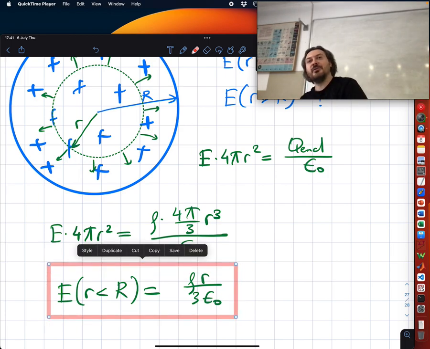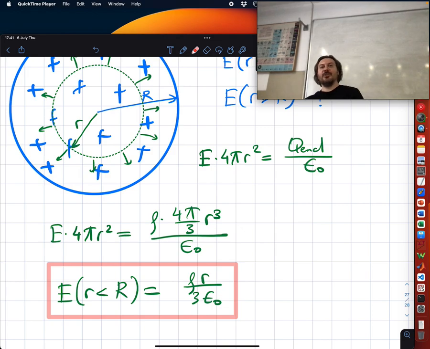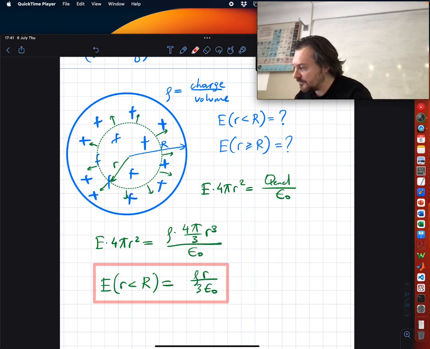You see, we have lost pi. It went away with r squared. Okay? Any questions? How about outside? How about outside of the sphere?